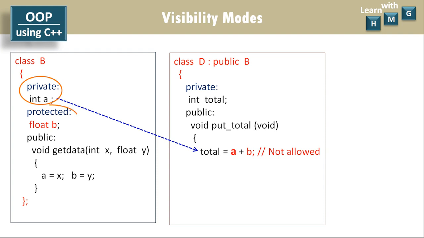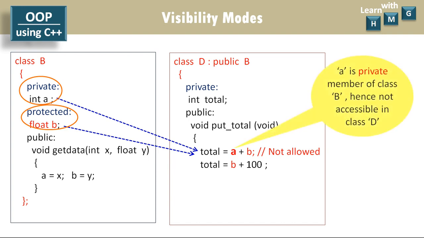Then protected B. So the B is also used. As B is protected, it is accessible, but A is not accessible. Total = B + 100. So here B is a protected member of class B and D is its derived class. So this protected member B is accessible in the derived class D. So this statement is allowed.